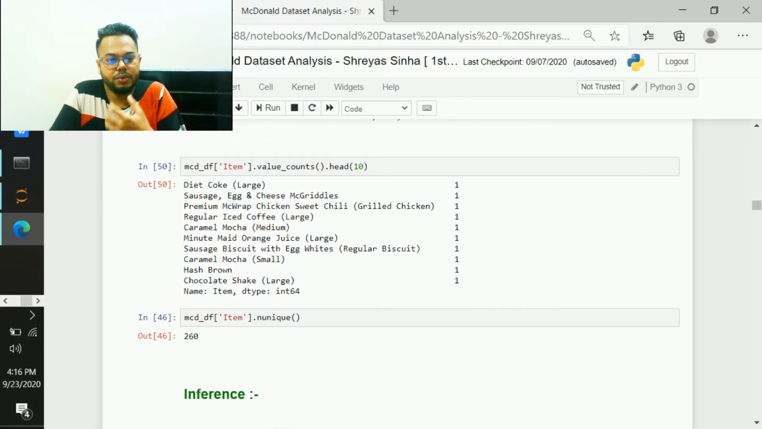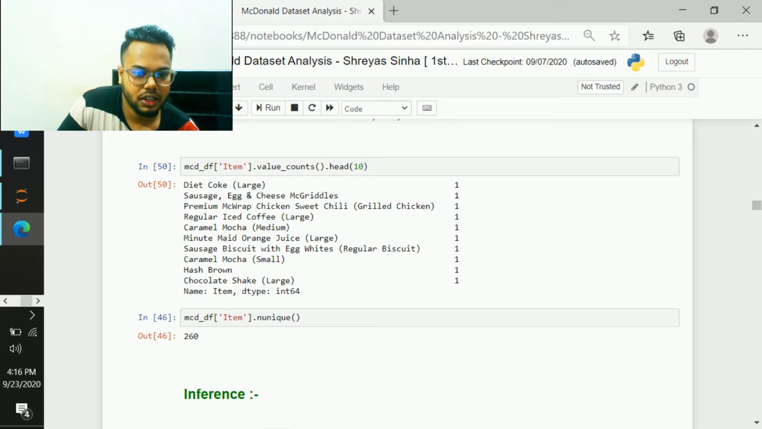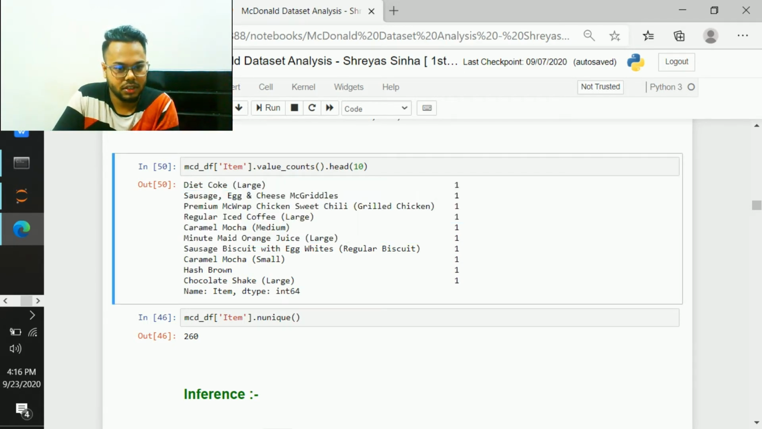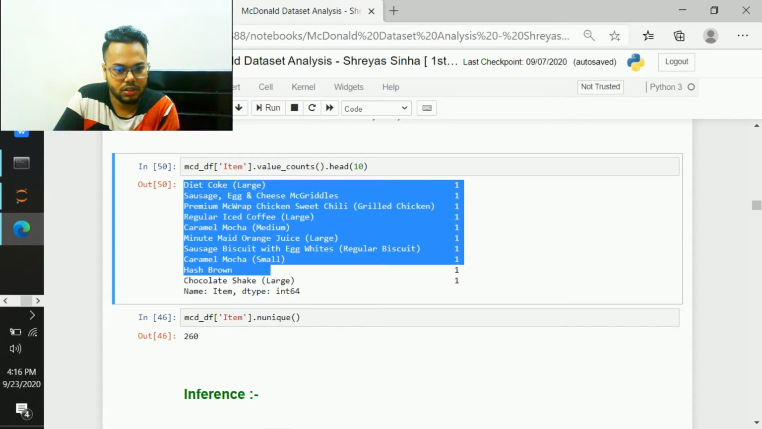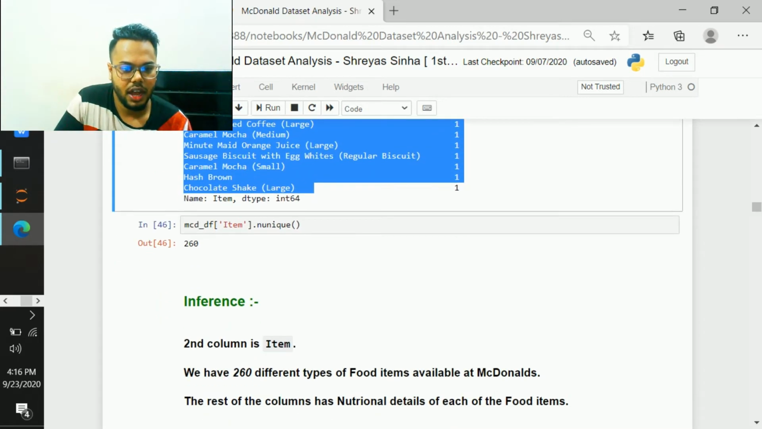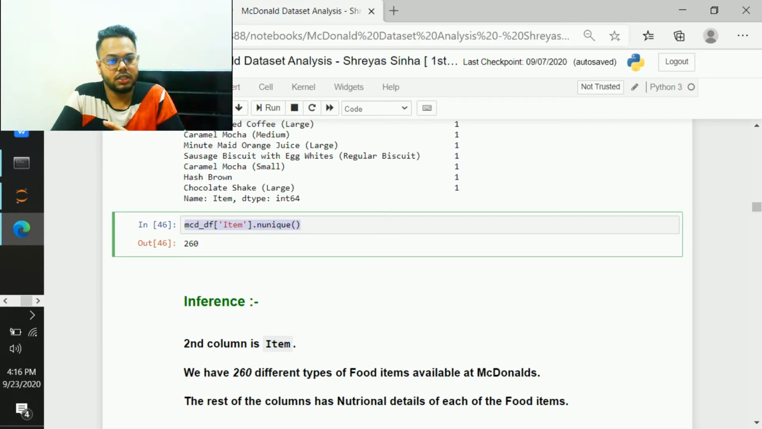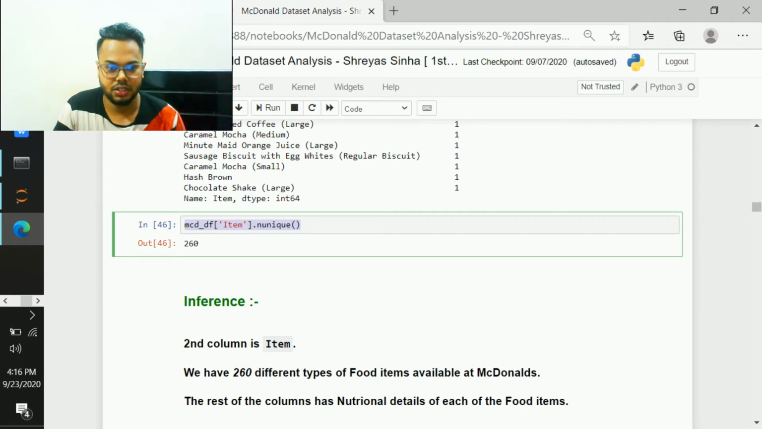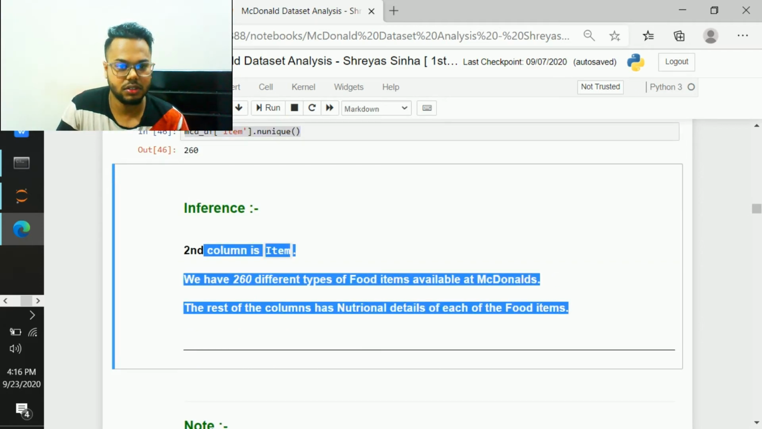Yes, now we wanted to understand the items, the next column, right? So as we can see, the different items, right? McDonald's item count, so you can see here how many items are present in total for all the categories. There are 260, then there is an inference of the same.